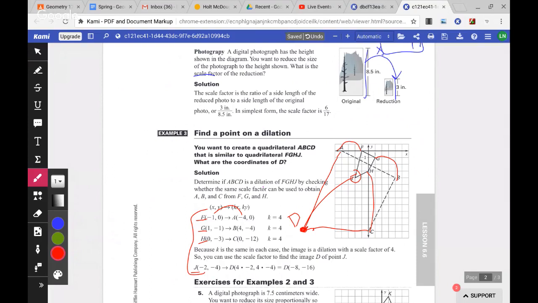So how did they change? What happened? Well, from F to A, -1 times what gave us -4? 4. And in point G, 1 times what is 4? -1 times what is -4? Still 4. That scale factor is going to remain constant because remember, your proportion doesn't change when you have similar figures. So use that same scale factor of 4, but apply it to point J because we're trying to get the coordinates of this new point that matches up with J. So -2 times 4 is -8, -4 times 4, -16. Our new coordinate for point D is (-8, -16).